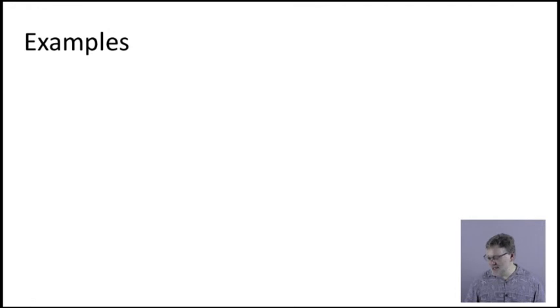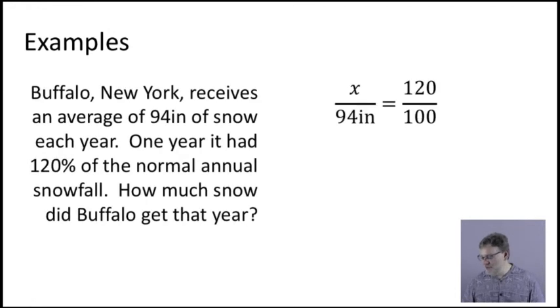All right, so let's take a look at additional examples here. Buffalo, New York receives an average of 94 inches of snow each year. One year it had 120% of the normal average snowfall. How much snow did Buffalo get that year? Well, let's see. It's easy again to pick out the rate. That's 120 over 100. And in addition, I want you to notice that really for the first time we're dealing with percentages that are over 100%. That means that our amount, or our portion, quote unquote, portion, is actually going to be larger than our base.